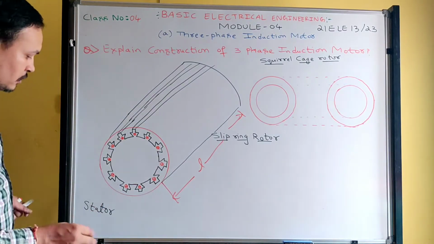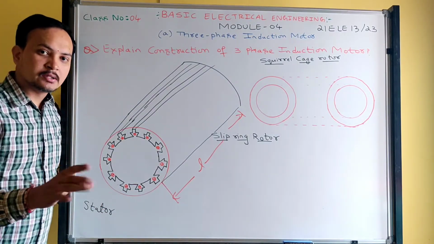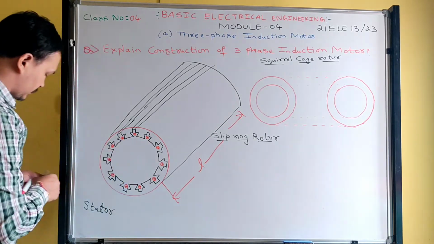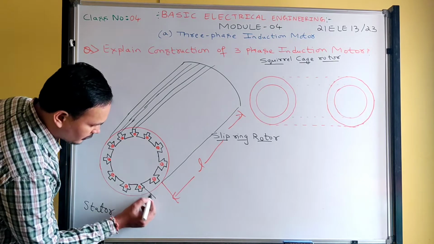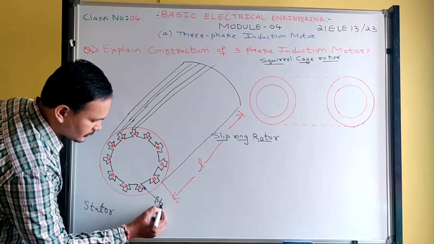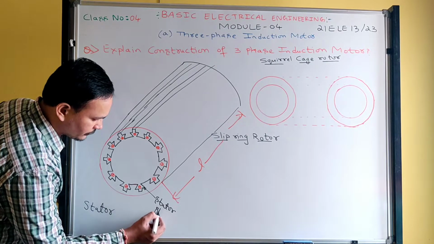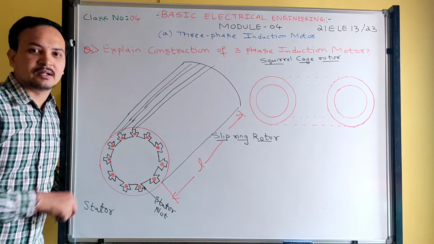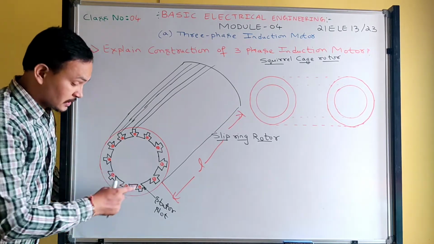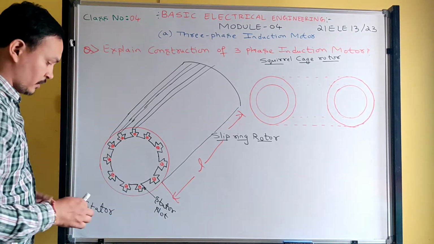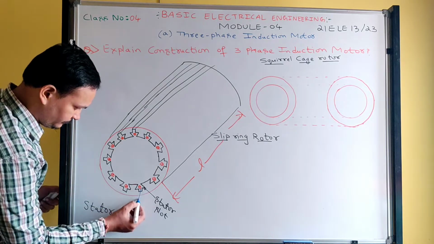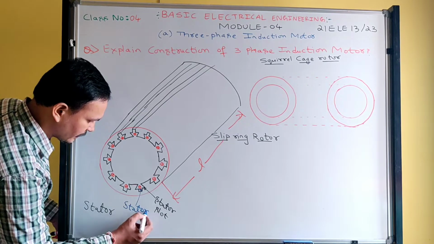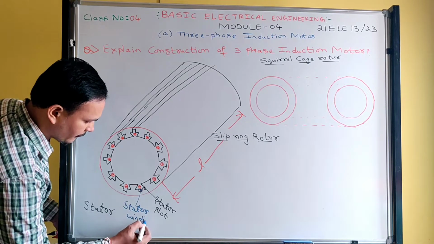Understood? So then, what are the components of the stator core? The components of the stator core are stator slots. See, this one we can call a stator slot. What is the function of the stator slot? We can house the conductors in the slot. So what is this red color? This is called stator winding.